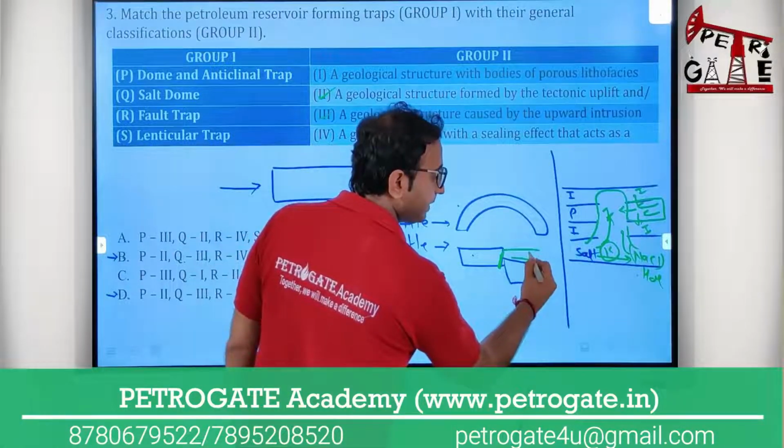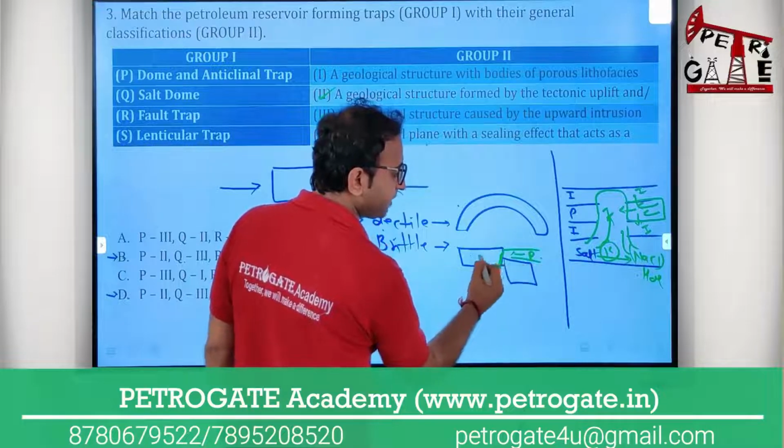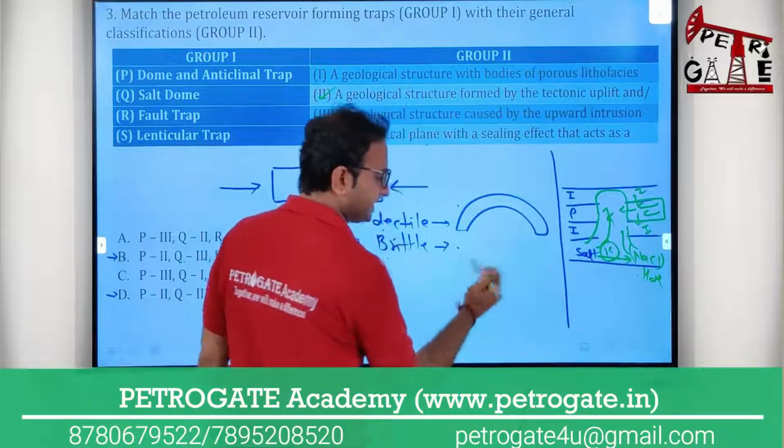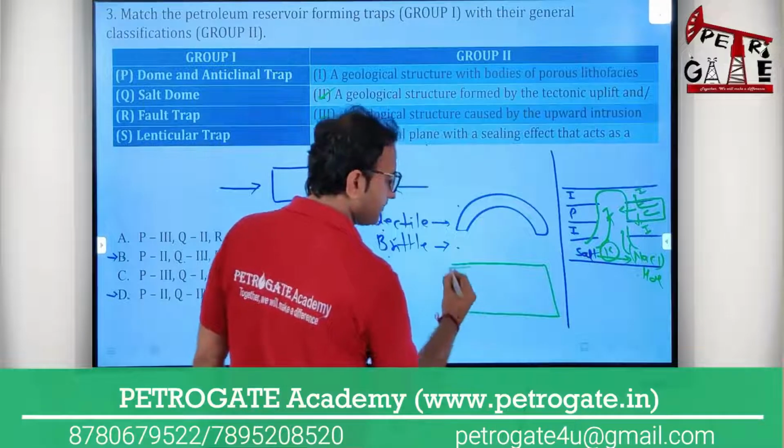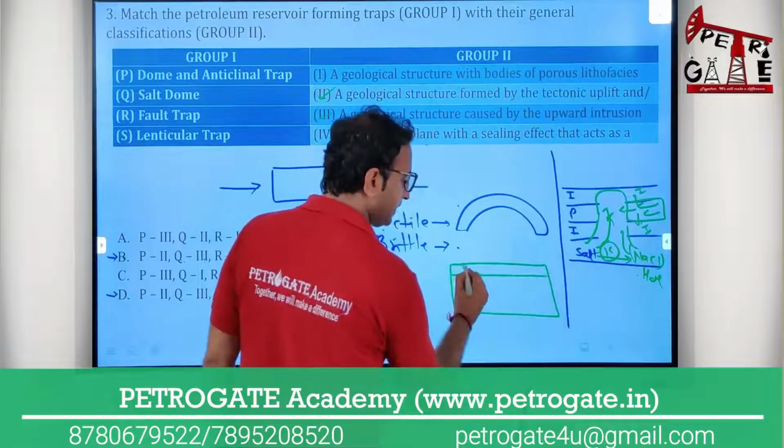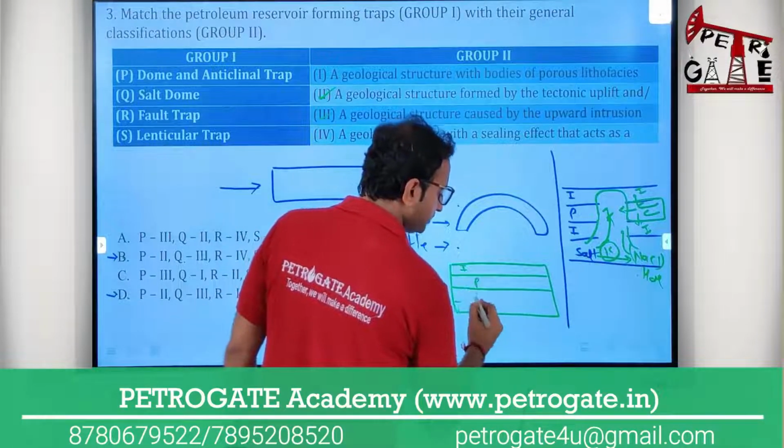This is your what? Permeable rock. Oil is coming, and this is your impermeable layer. Okay, so I am telling you. Suppose this is your rock, and this is an impermeable layer. This is a permeable layer, and this is also impermeable.